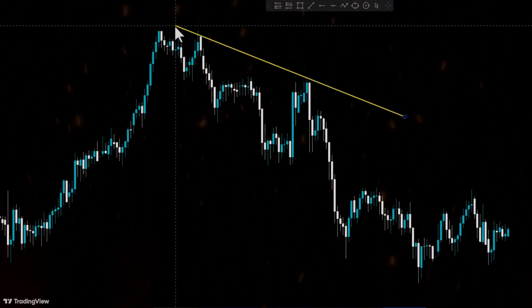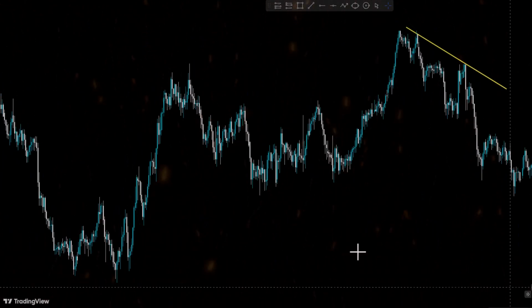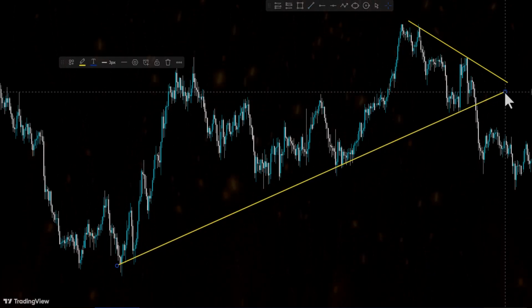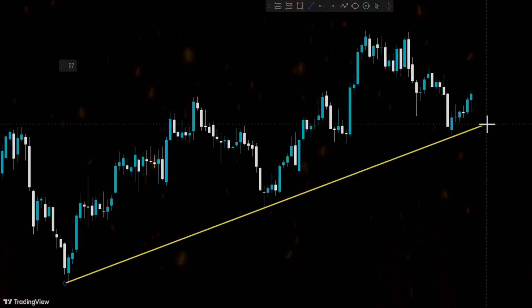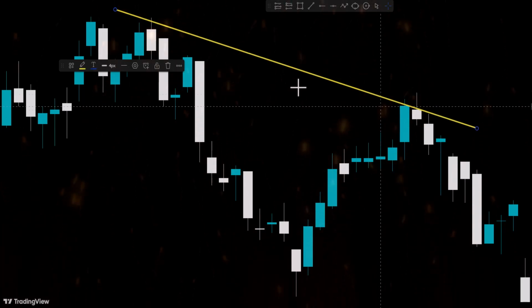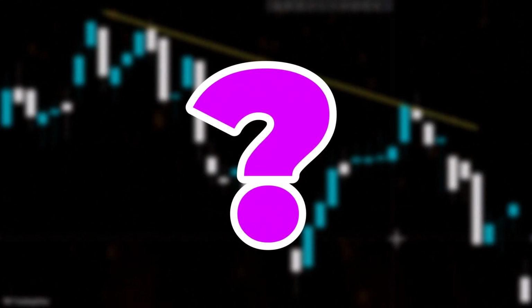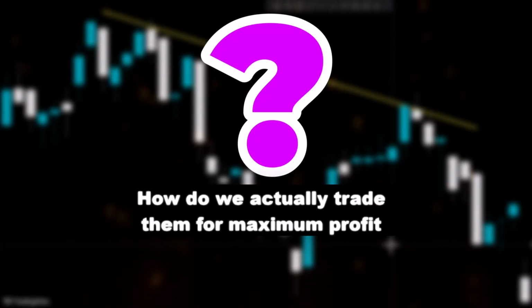Trendlines, one of the most powerful tools in trading, yet most traders keep using them wrong. But why? Because drawing them seems like a guessing game. Some traders connect the wicks and others connect the candle bodies. So who's right? And more importantly, how do we actually trade them for maximum profits?